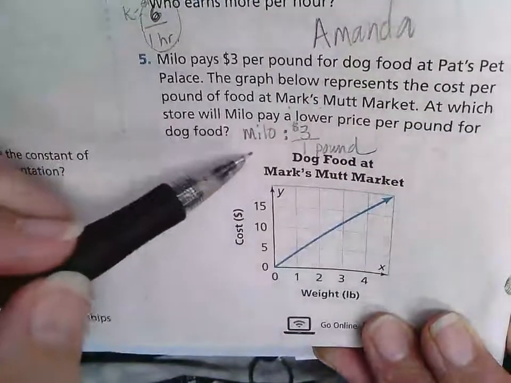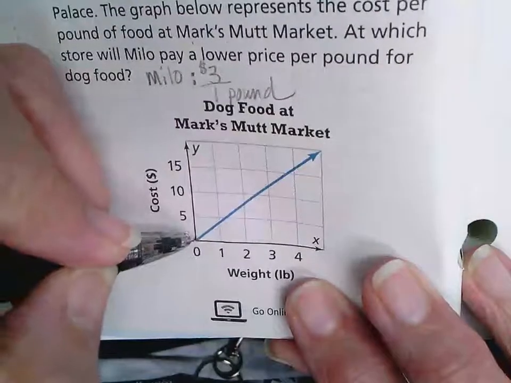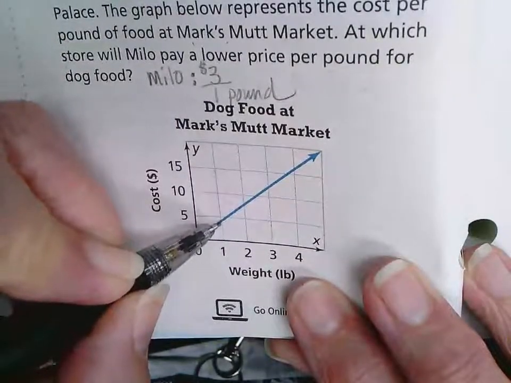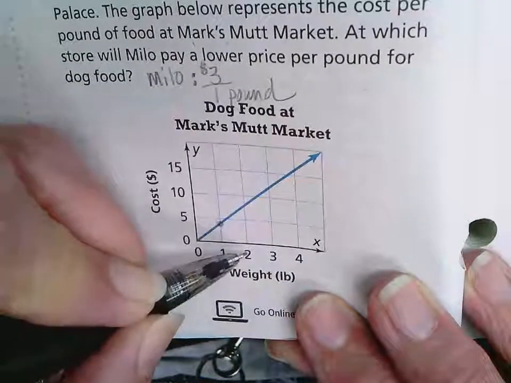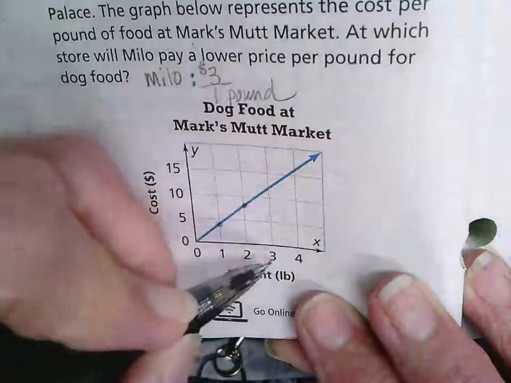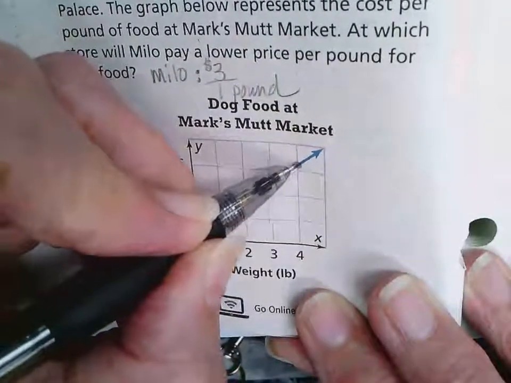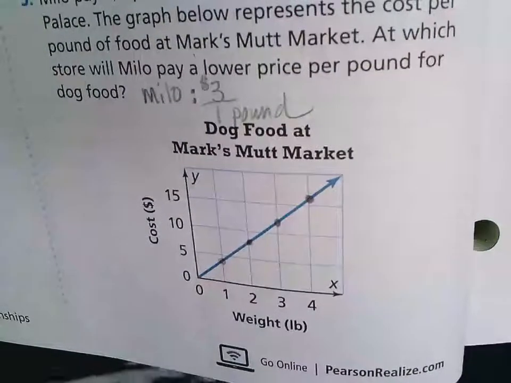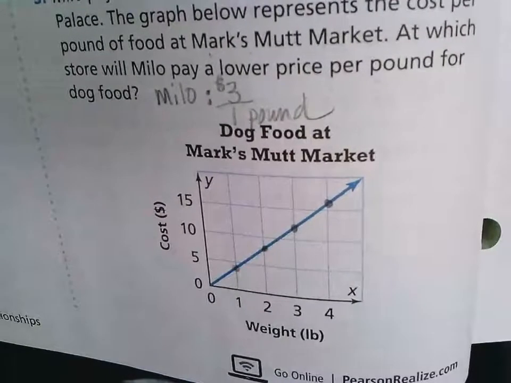the price at Mark's Mutt Market, I'm going to move this a little bit, is represented by the graph. And when we look at the graph of this line, we'll notice that when we're looking at our X values, we don't have them intersecting the line with the blue horizontal lines. And so that makes it more difficult, particularly when this isn't being represented on a graphing calculator.